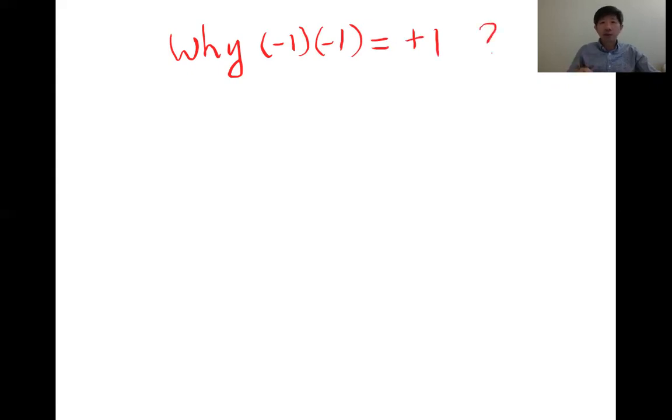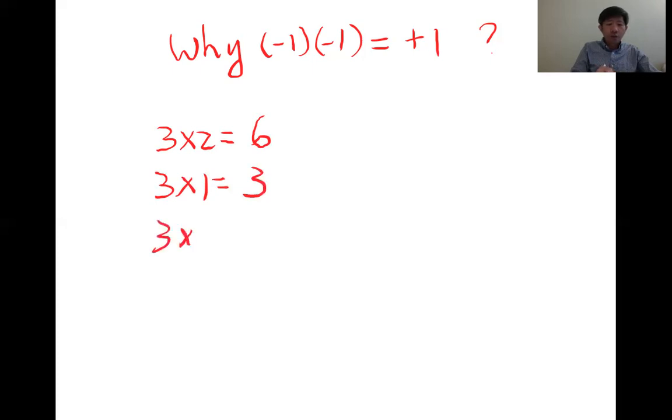Okay, so with the pattern model, first of all, we have to answer why a negative times a negative 1 is equal to positive 1. Before students learn integers, they already know 3 times 2 is 6. This is connected to their previous knowledge. Now 3 times 1 is 3. 3 times 0 is 0, right? So did you see the pattern here? This is a decrease by 3. Is that right?